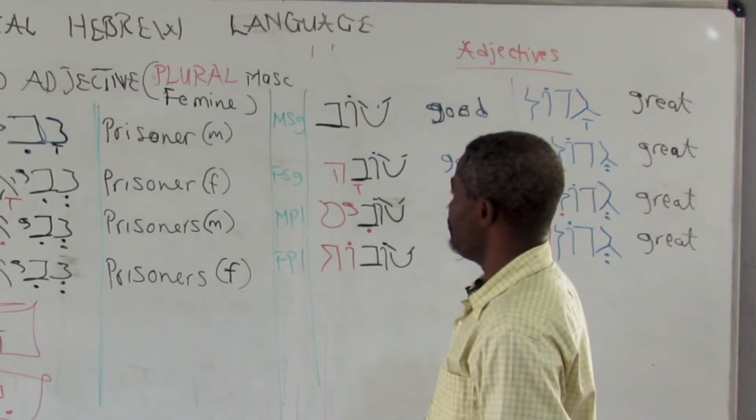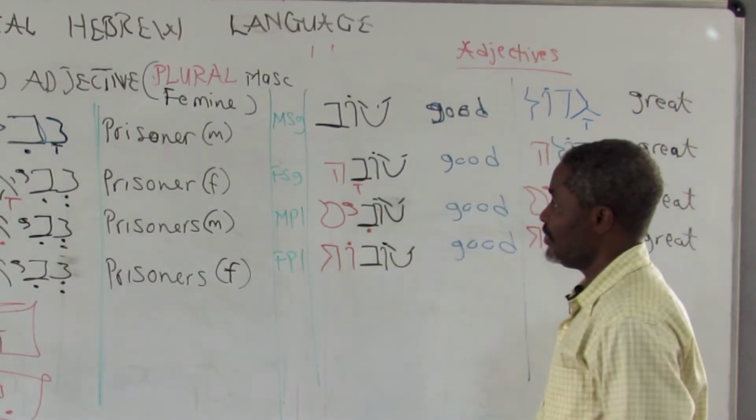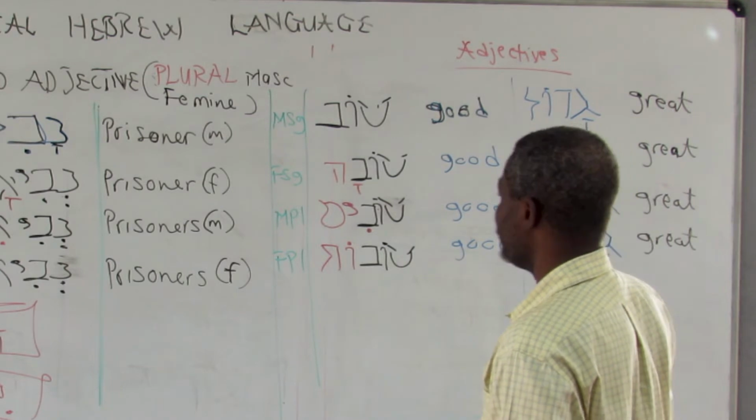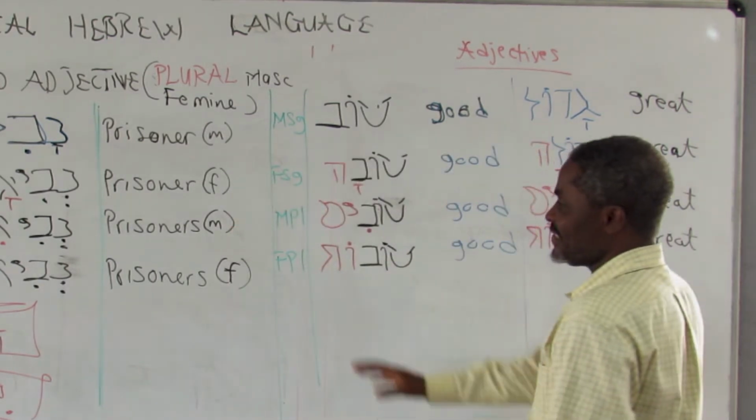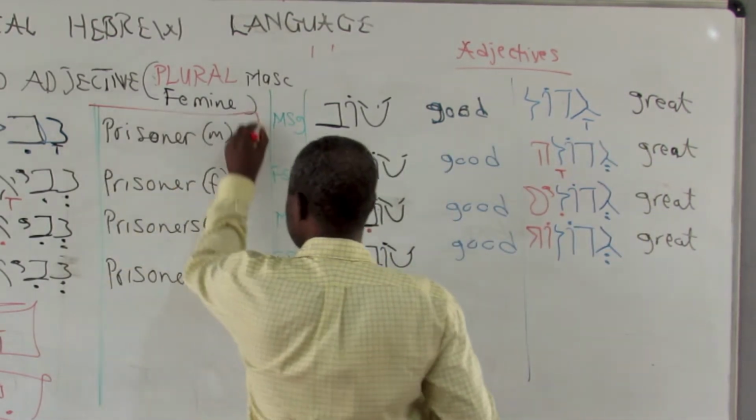So let's look at another example. We have prisoner. Oh, I didn't really fully write that. Okay, I'll deal with this later.